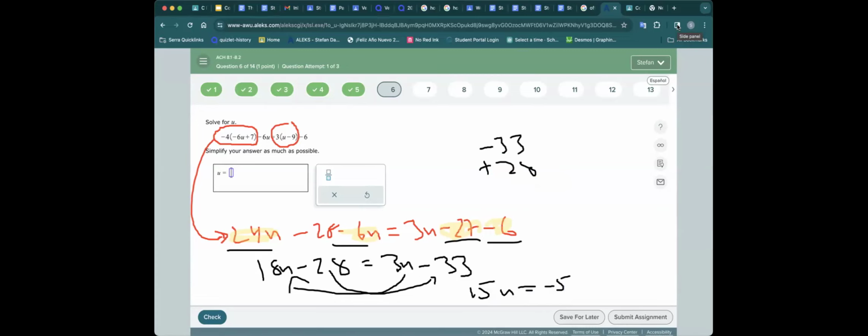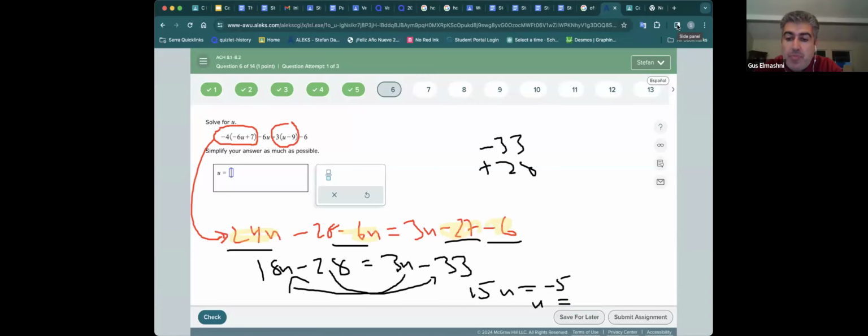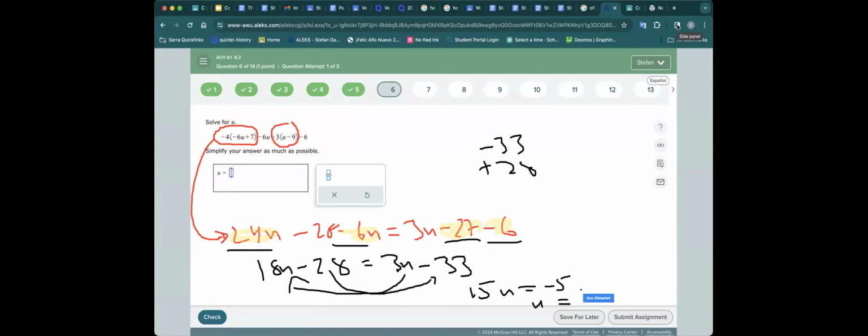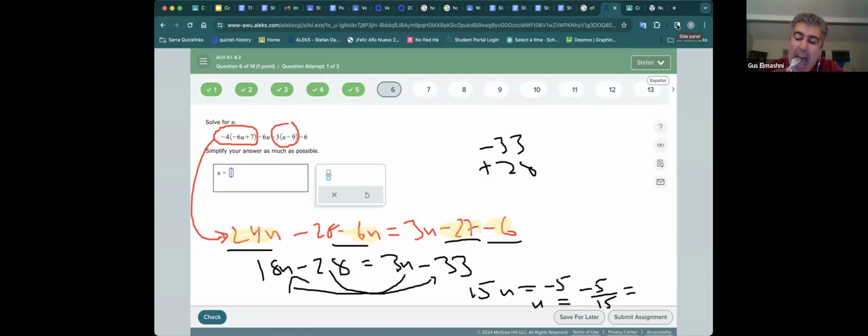And then I have to add negative 3. Not negative 3. Oh, so what is it? You divide by 15, right? Yeah. It'd also be negative 1/3. Right.